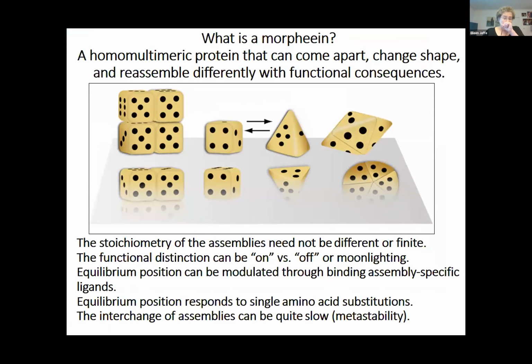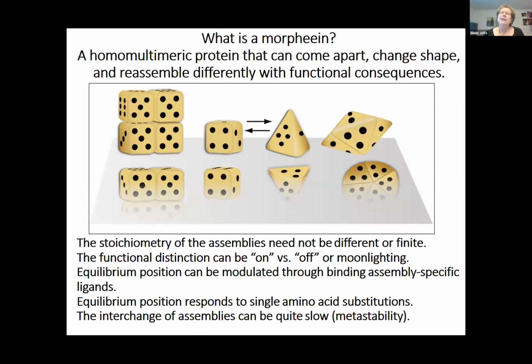Okay, so what is a morpheein? These are homomultimeric proteins that can come apart, change shape, and reassemble differently with functional consequences. Is this the 5th or 6th time I've said that? The stoichiometry of the assemblies need not be different from each other as they are in PBGS. For that matter, they may not be finite.